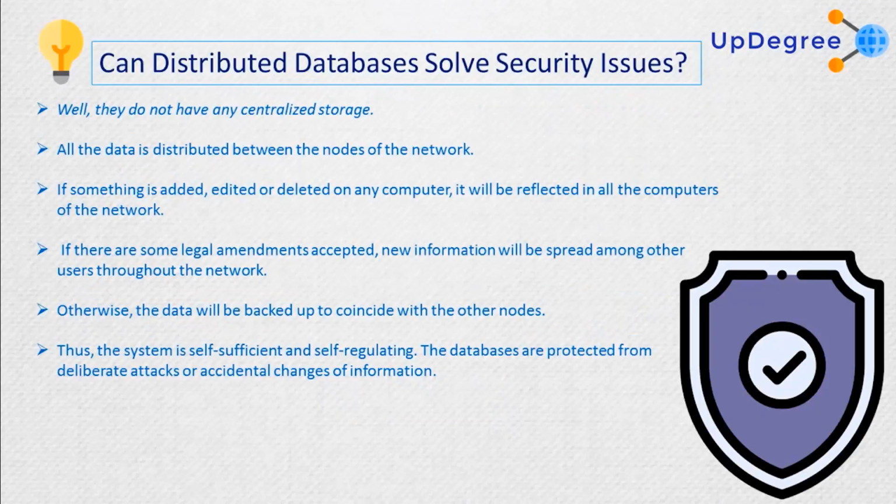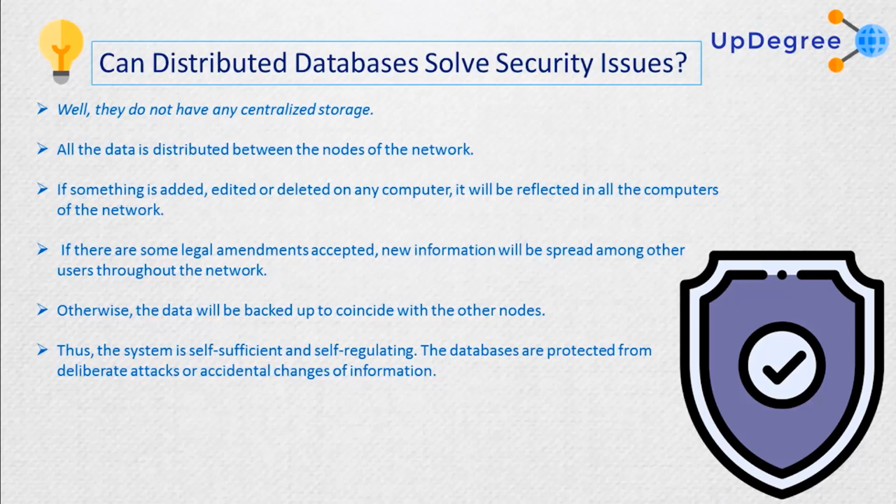So the first one is security. They do not have centralized storage, and the data is stored across the nodes of the network. If something is tampered with, added or deleted, it will be reflected across the network. And if any legal amendments need to be made, they will be spread among the other users throughout the network. And data will coincide and converge in all nodes.